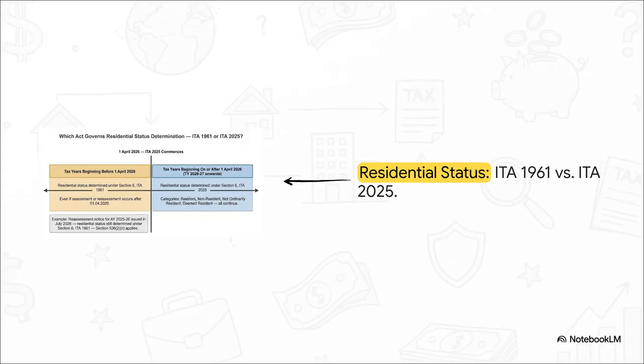All right, let's talk transition timeline. The old 1961 Act is officially repealed on April 1, 2026. For any tax year starting before that date, residential status is determined entirely by Section 6 of the old Act. And yes, that holds true even if an assessment notice is issued way after April 2026. The new 2025 Act rules only kick in for tax years beginning on or after April 1, 2026. Basically, Section 536, which is the savings clause of the new Act, makes absolutely sure those earlier years are strictly governed by the old law.